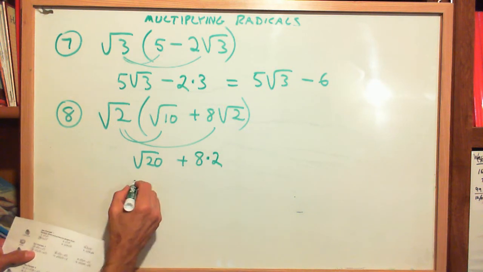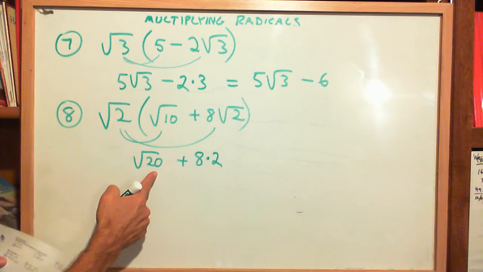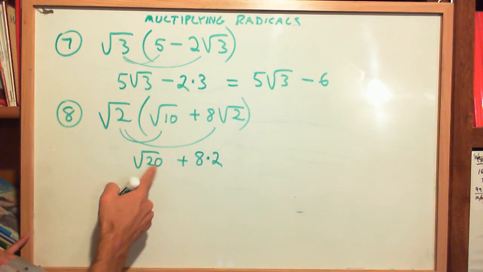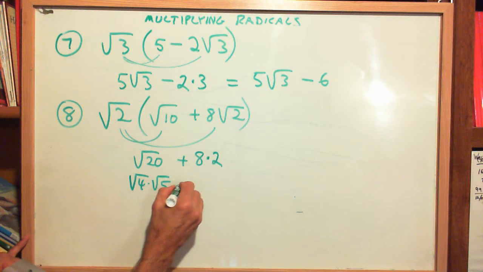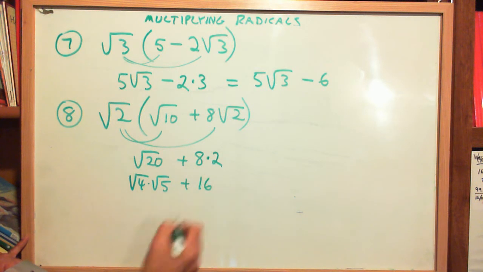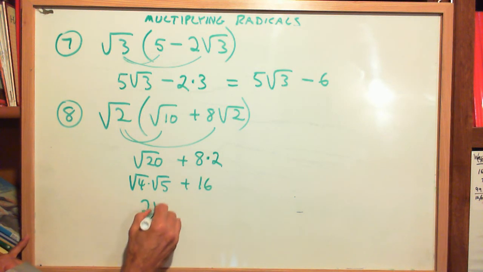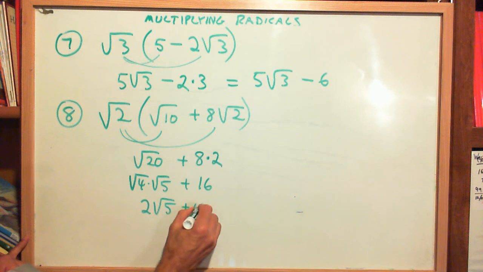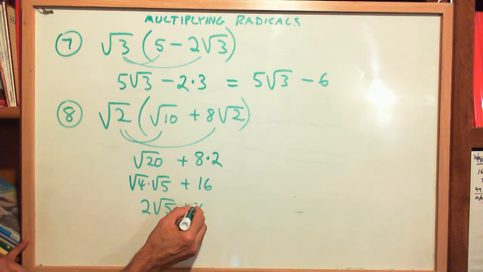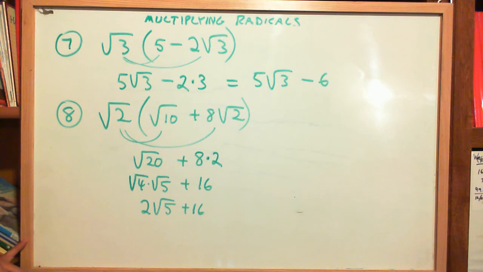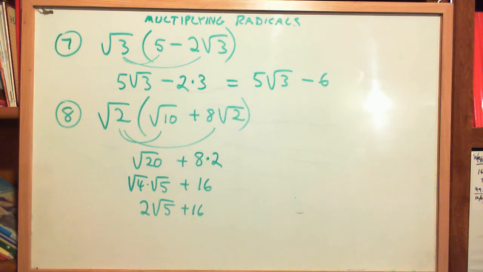So really, what I have is, I notice I can simplify this, because 4 goes into this. So I could write it as the square root of 4 times the square root of 5 plus 16. So 2 square root of 5 plus 16, and that is my answer. Looks like 66. That's supposed to be a 16. Alright, so that's as far as I can go.